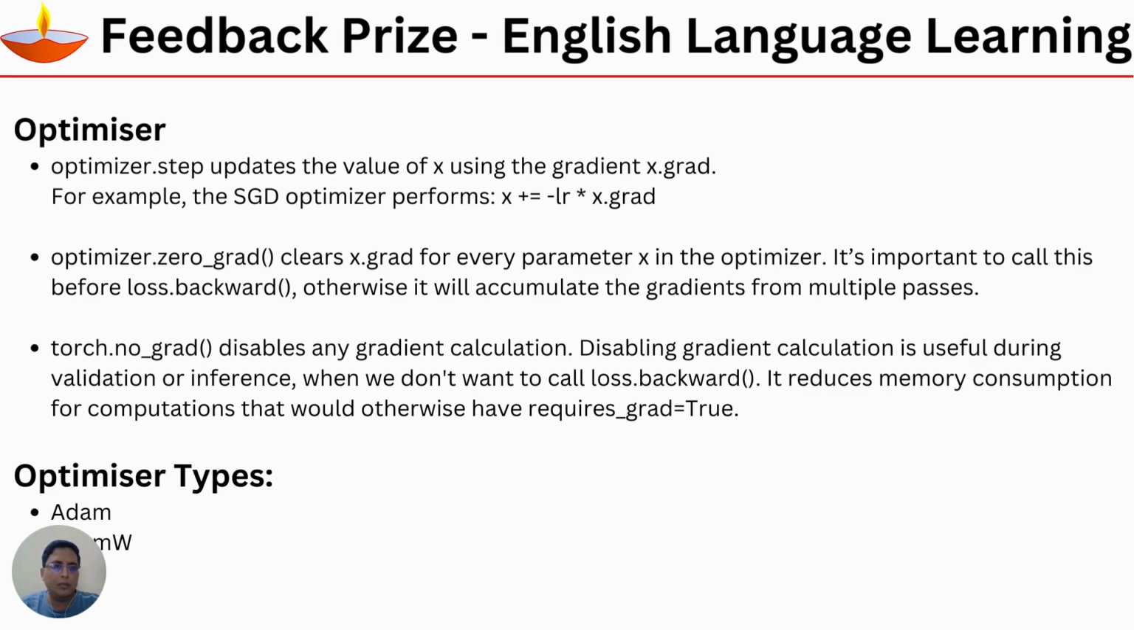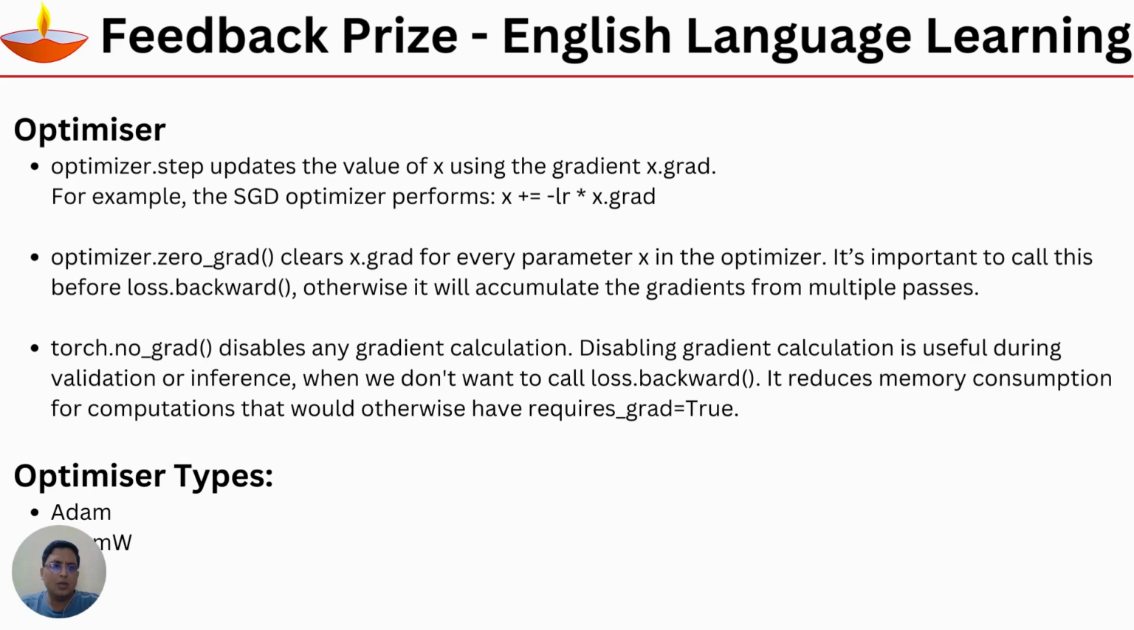Now, there are two other important methods to note. The first one is optimizer.zero_grad. This clears the x.grad for every parameter x in the optimizer. It's important to call this because we do not want any accumulated gradient when we are calling loss.backward. Otherwise, the gradients would add up and it will give us a very different result than what we would have expected.